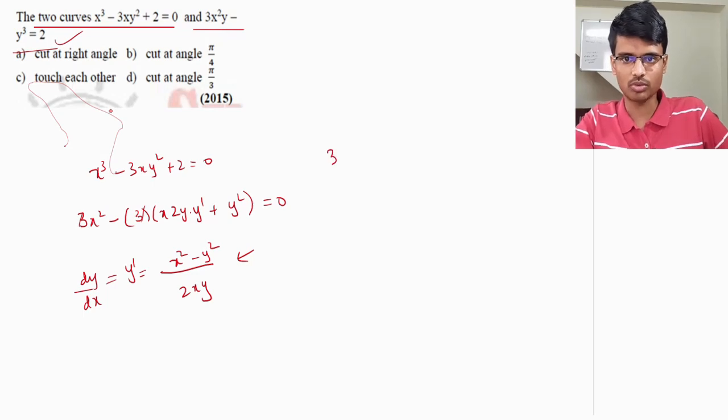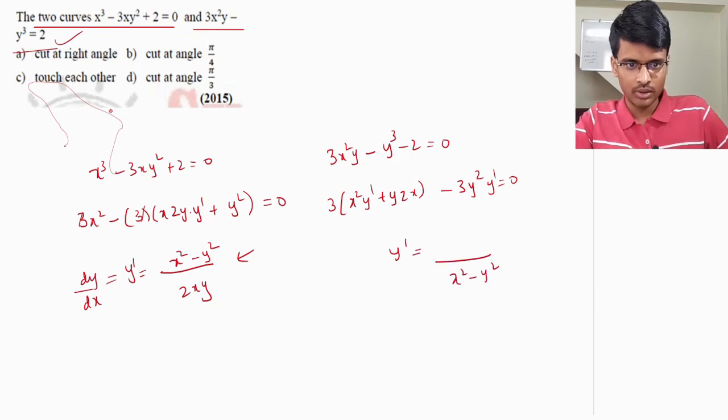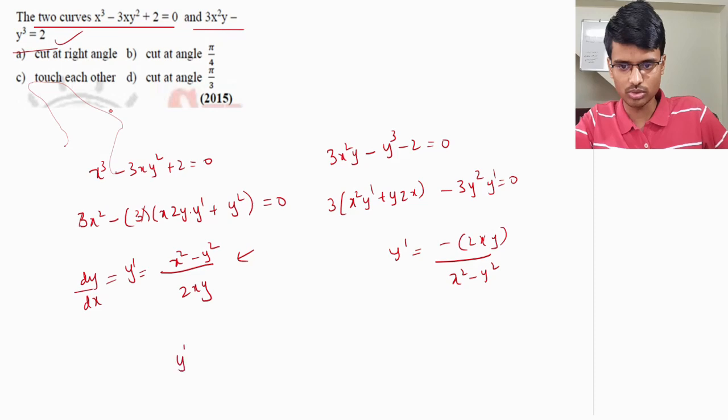Similarly, the second equation, whatever we have got, 3x square y minus y cube minus 2 equal to 0, differentiating on both sides. Here I am applying the product rule. x square y dash plus y into 2x minus 3y square y dash equal to 0. So y dash is nothing but I'll get (x square minus y square) by minus 2xy. Okay, so if I take the product of these two slopes, let me call this y1 dash and y2 dash.